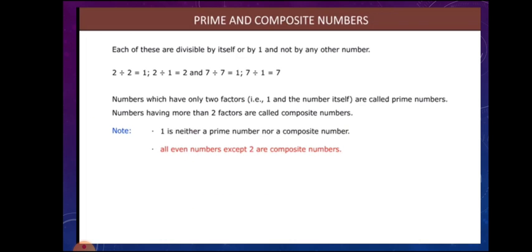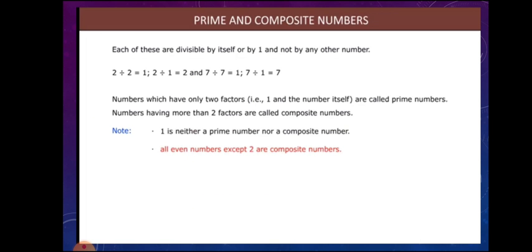So, numbers which have only 2 factors, that is 1 and the number itself, are called prime numbers. What is a prime number? Numbers which have only 2 factors, that is 1 and the number itself, are called prime numbers. And what is a composite number? Numbers having more than 2 factors are called composite numbers.